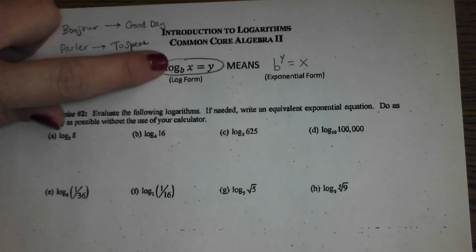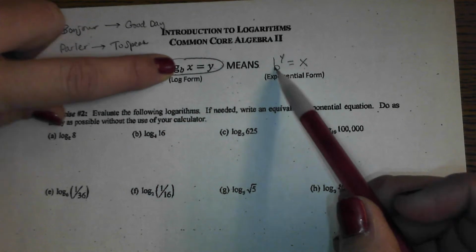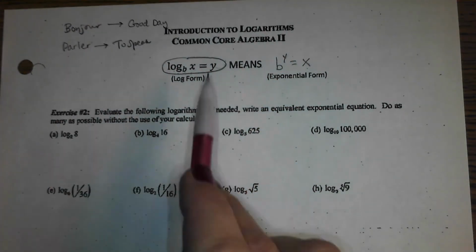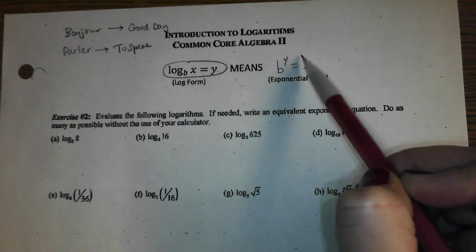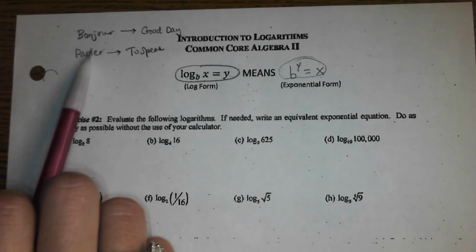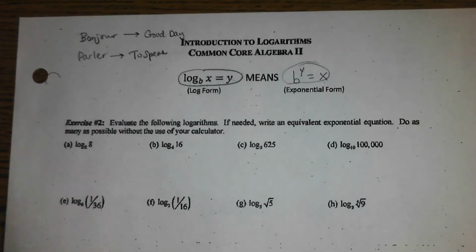It's not just crossing out the logs. It's not b to the x equals y. It's b to the other side equals x. So when you see something like that, you're going to think this. Just like if you are in French and you see the word parlay, you immediately think about the English version that makes more sense to you, correct?